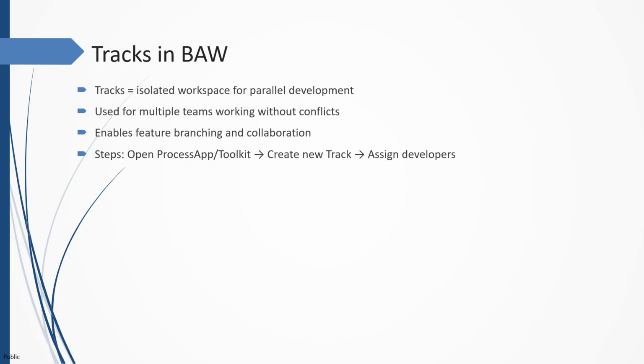In this session, I'll be explaining about use of tracks in BAW. Tracks are nothing but isolated workspace which is mainly used for parallel development. So what is the use of these tracks in the real-time scenarios? I'll explain with a simple scenario in the notepad.